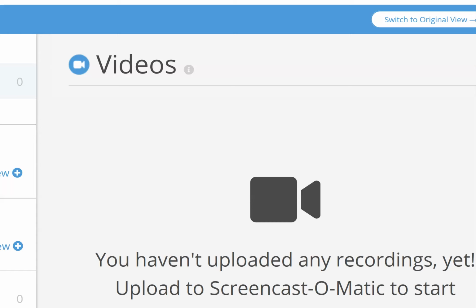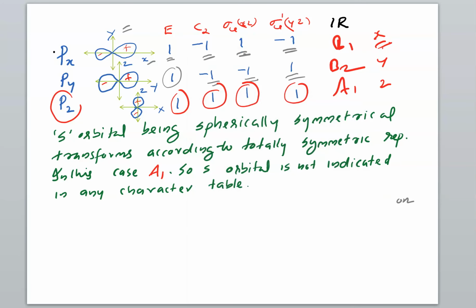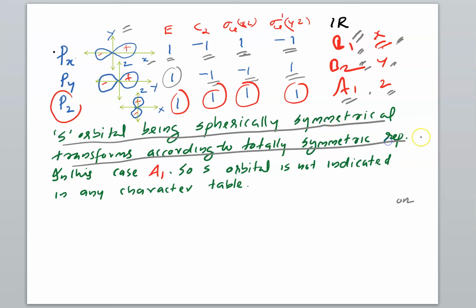Therefore, we are saying that x transforms as B1 or px transforms as B1, y transforms as B2 or py transforms as B2, z transforms as A1 or pz transforms as A1. Okay, and the s orbital, being spherically symmetrical, transforms according to the totally symmetric representation.